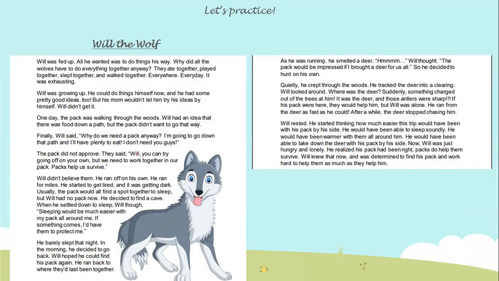Will was fed up. All he wanted was to do things his way. Why did all the wolves have to do everything together anyway? They ate together, played together, slept together, and walked together. Everywhere, every day. It was exhausting. Will was growing up. He could do things himself now, and he has some pretty good ideas too. But his mom wouldn't let him try his ideas by himself. Will didn't get it.